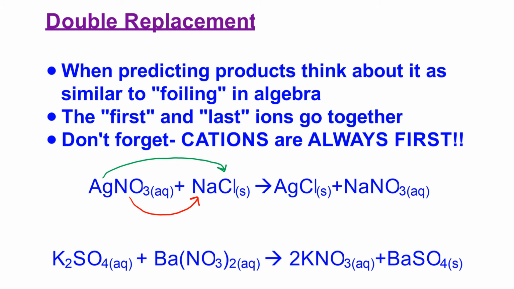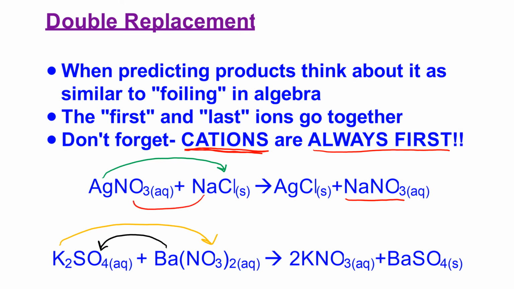But remember, the cations, the positively charged things, always, always, always go first. So even though that nitrate looks like it would come before the sodium, since the sodium is the cation, that's why it ends up getting written first. And the same thing in the one below. Potassium, the first ion of the first compound, is going to bond to the nitrate, which is the last ion in the last compound. And the barium is going to bond to the sulfate. So let's change this arrow here so that you can see the direction it's going to go. And that's how we end up with potassium nitrate and barium sulfate as our products.